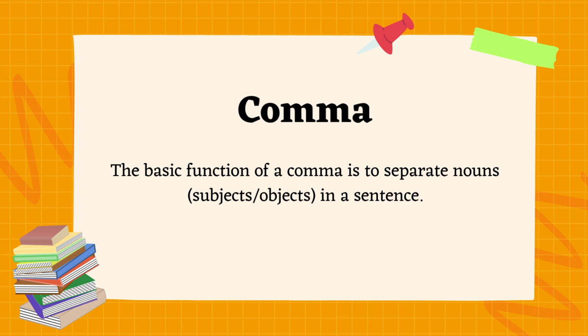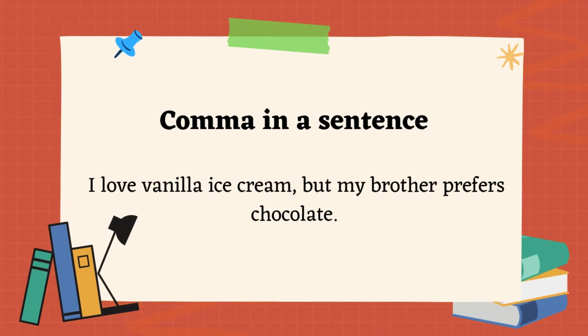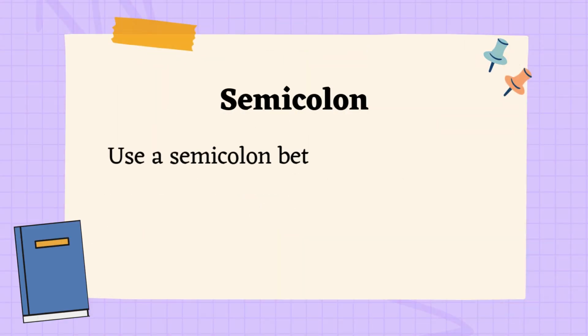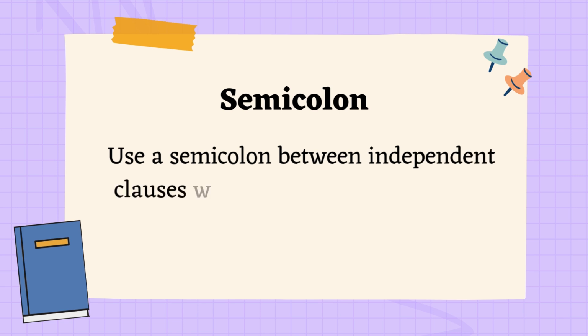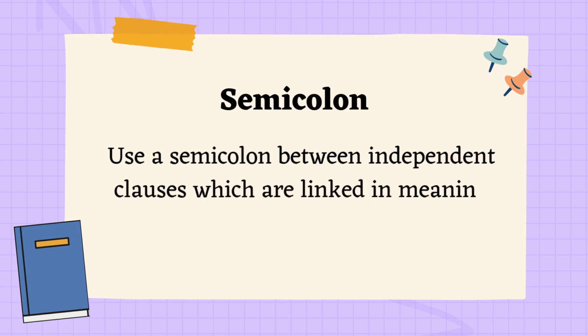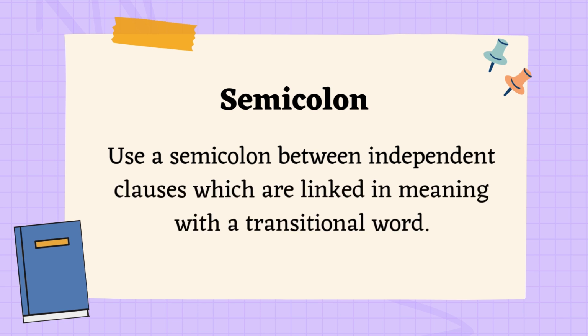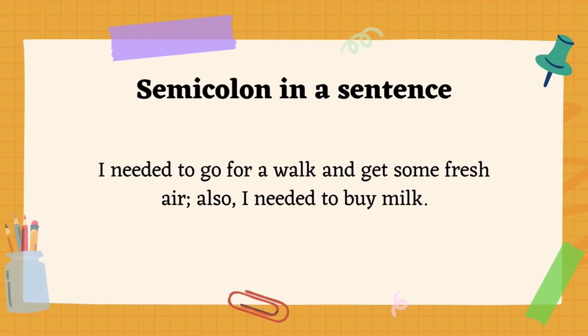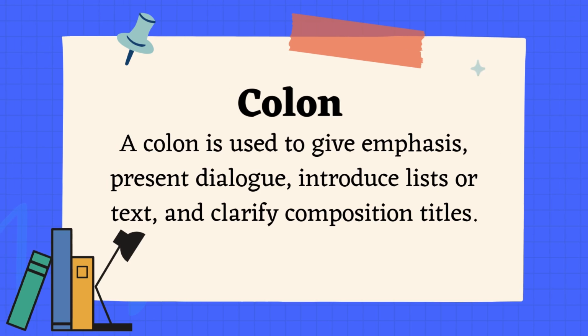Comma. The basic function of a comma is to separate nouns in a sentence. Semicolon. Use a semicolon between independent clauses which are linked in meaning with a transitional word. A colon is used to give emphasis, present dialogue, introduce lists or text, and clarify composition titles.